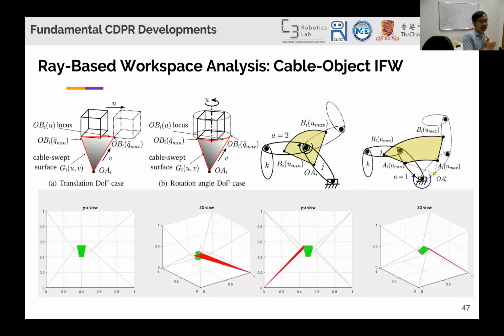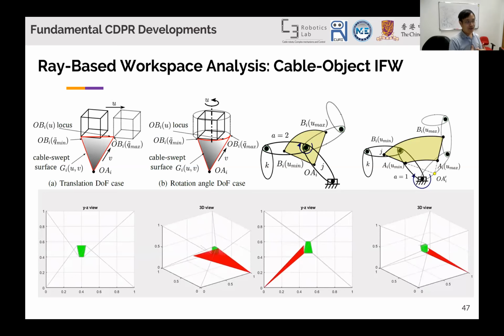The other thing that we started to look at was also cable and obstacle interference. One thing that we've used the property of is the fact that there's a sweeping when you do a ray. When the cable robot moves in 1 dimension, if it's translation, the cable itself will form a triangular plane. If it's rotating, it will form a cone. And a plane is a degree 1 equation. A cone is a degree 2 equation.